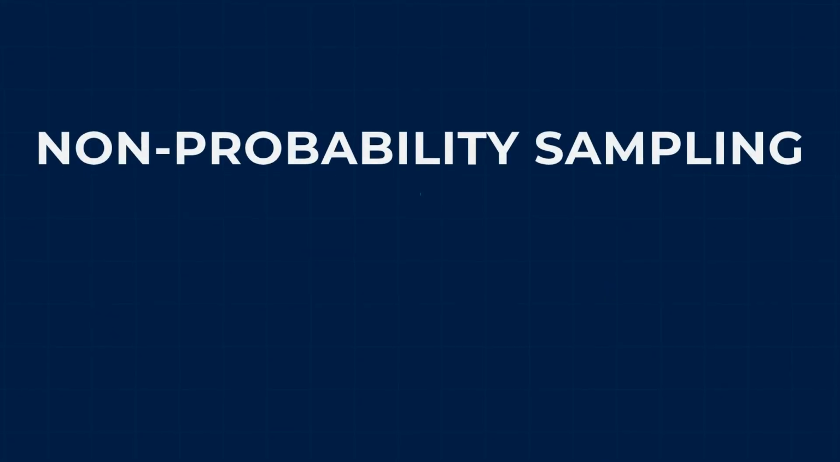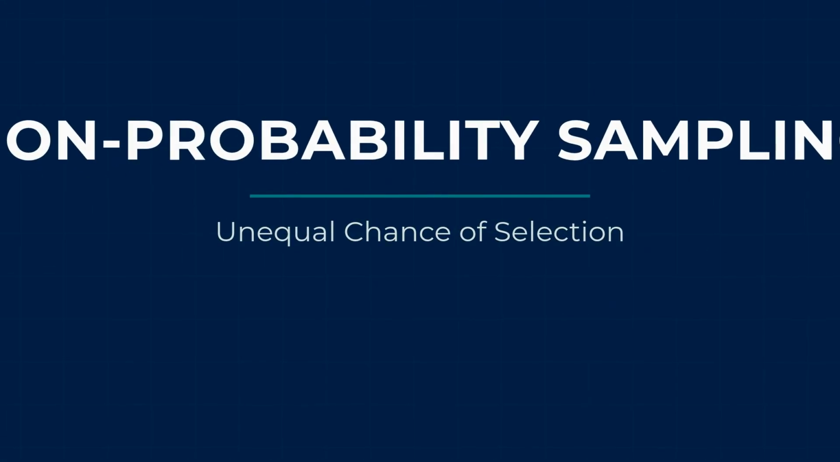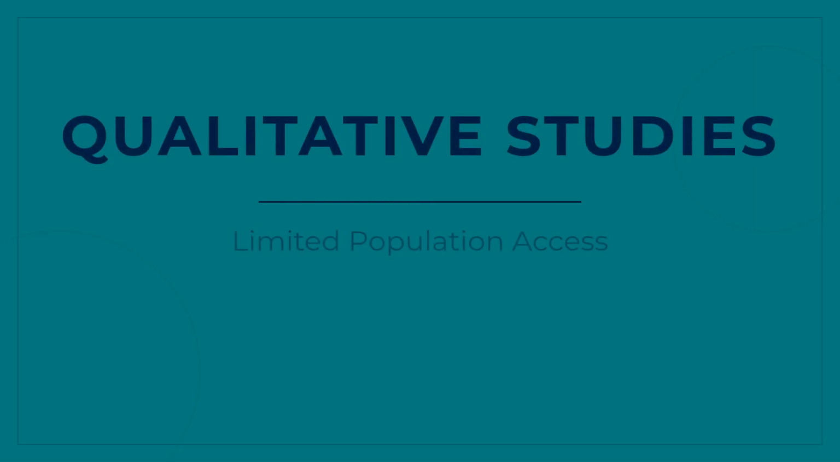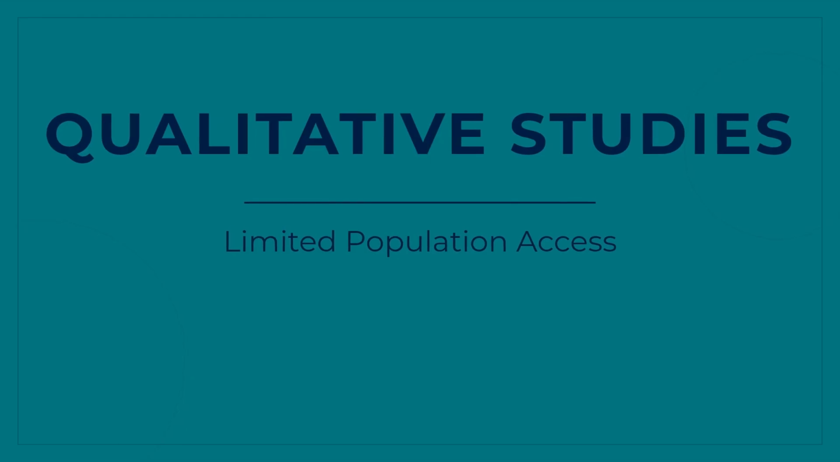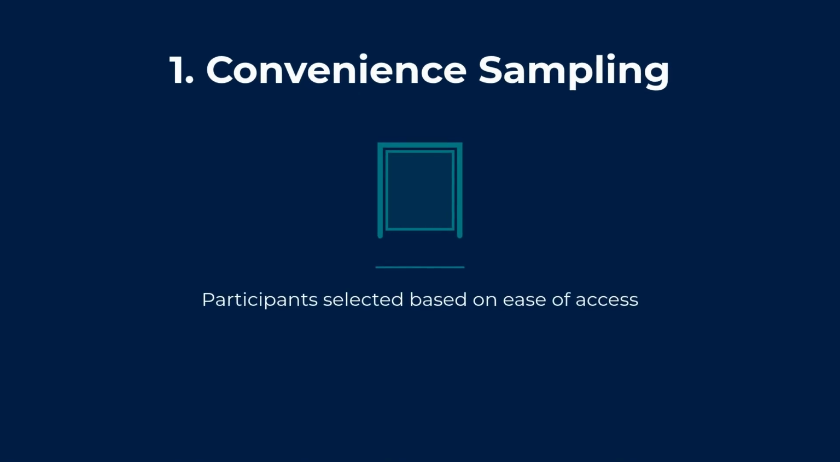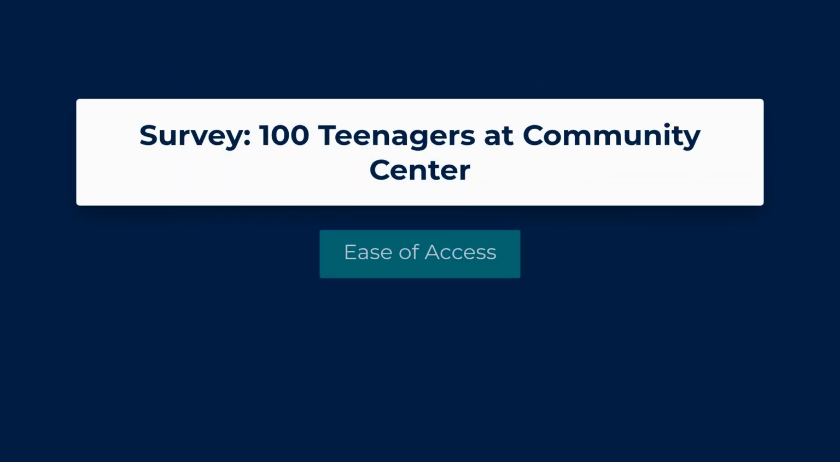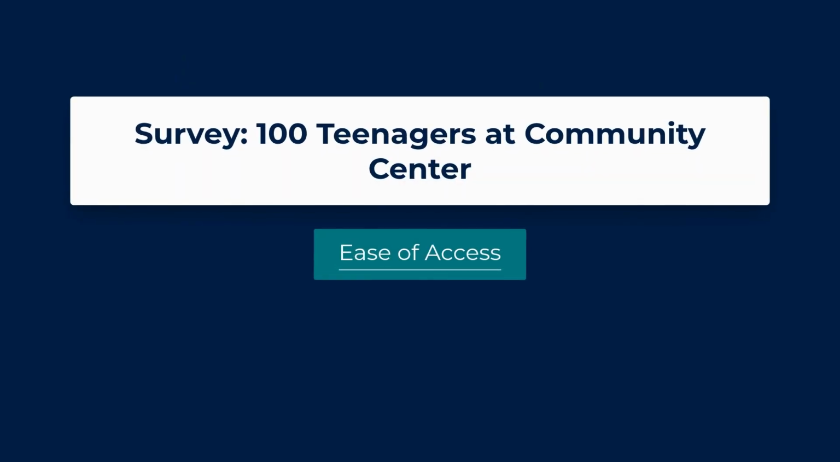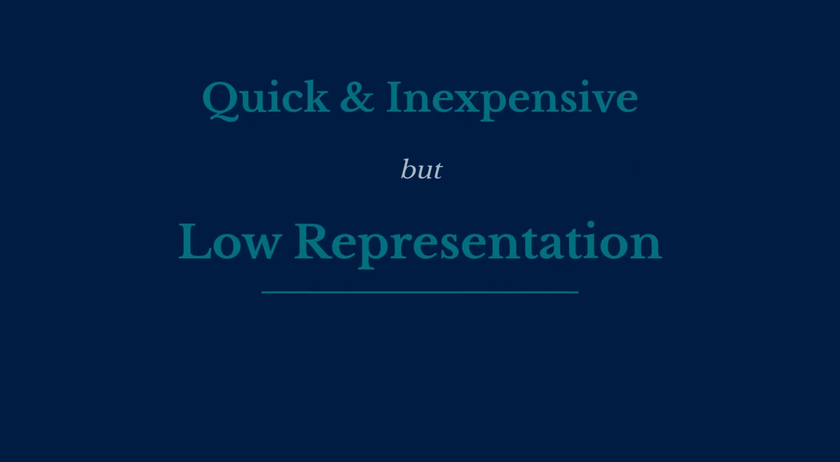In contrast, non-probability sampling does not give everyone an equal chance of being selected. This is often used in qualitative studies or when access to the population is limited. Non-probability sampling includes several techniques. 1. Convenience sampling. Participants are selected based on ease of access. For example, convenience sampling was used to survey 100 teenagers who were available at a local community center. This method is quick and inexpensive, but may not represent the entire population.